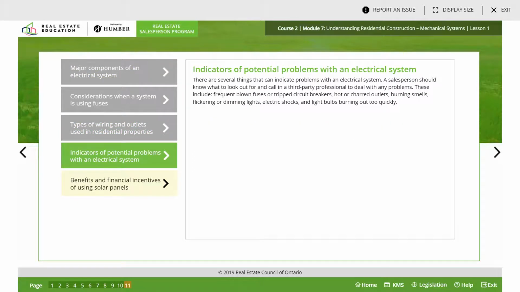Indicators of potential problems with an electrical system. There are several things that indicate problems with an electrical system. A salesperson should know what to look for and call in a third-party professional to deal with any problems. These include frequent blown fuses or tripped circuit breakers, hot or charred outlets, burning smells, flickering or dimming lights, electrical shocks, and light bulbs burning out too quickly.